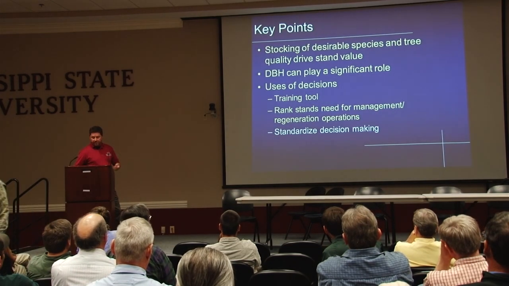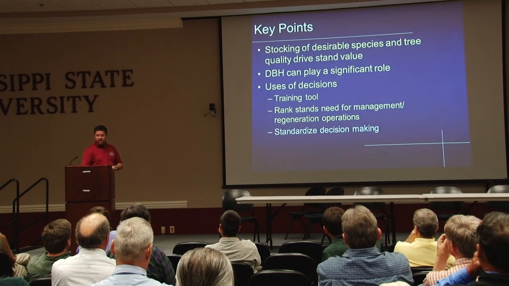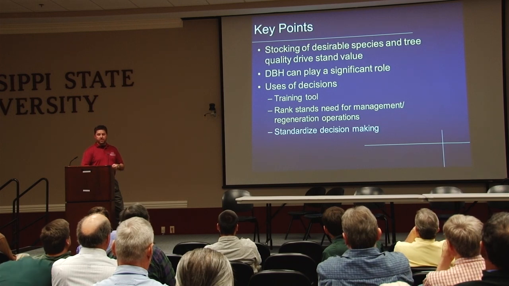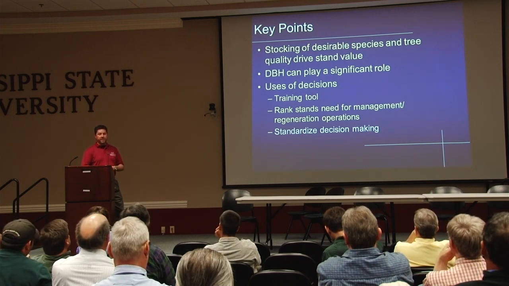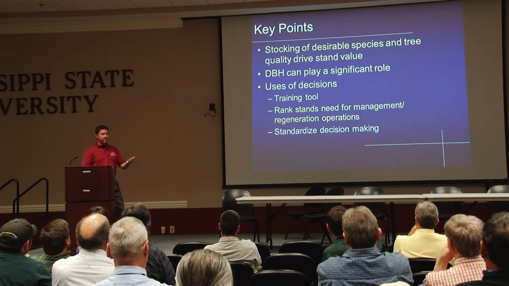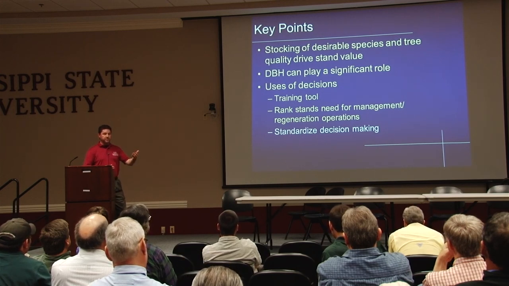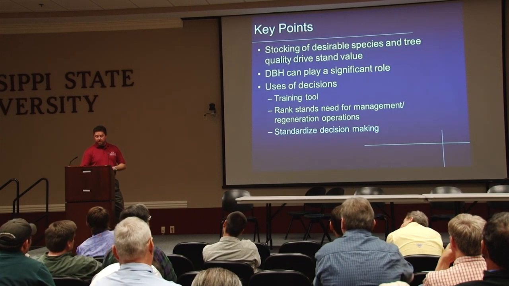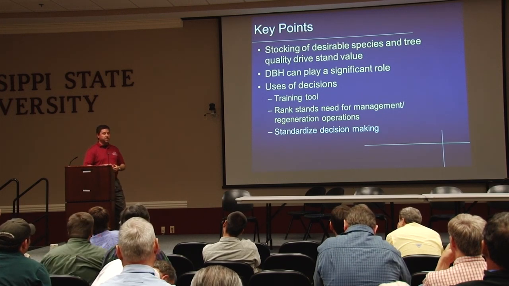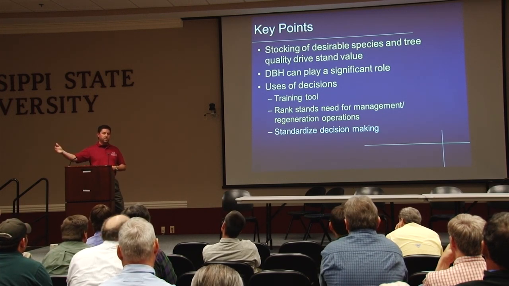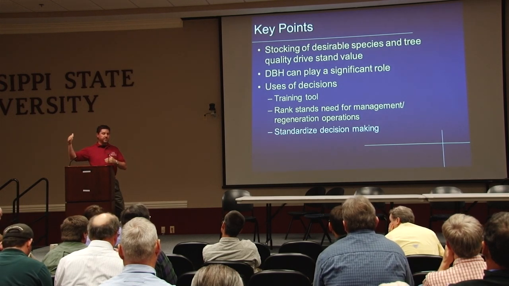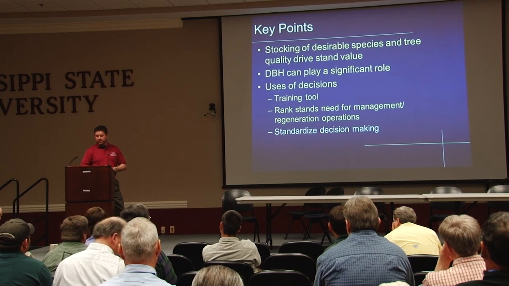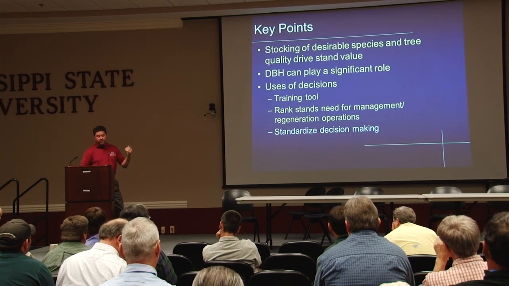All right, let me just sum it up with this. Like I said, the stocking of desirable species and tree quality drive the stand value. For sawtimber, we're looking at oaks and ash and those types of species. If you manage for other species than those, then your stands are going to get lower values. DBH can play a significant role. If you manage your stands for a long period of time and wind up with those 28, 30-inch trees, those can really impact the stand value based on your objective.